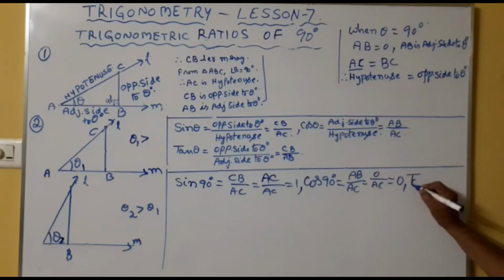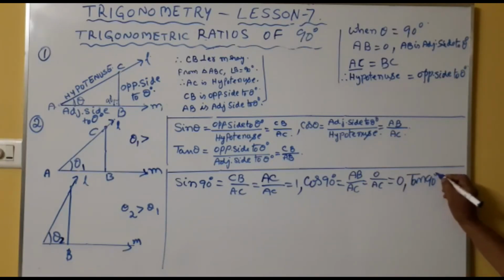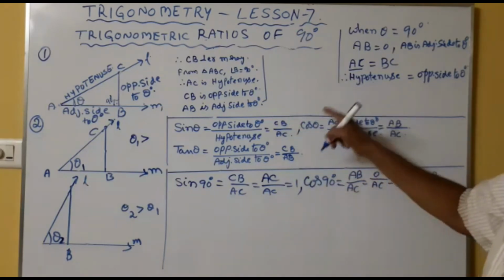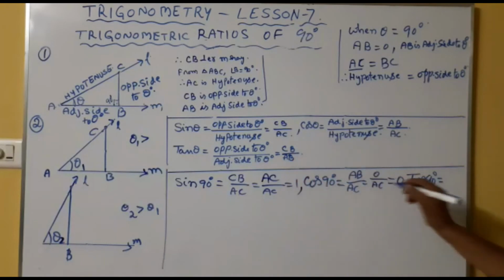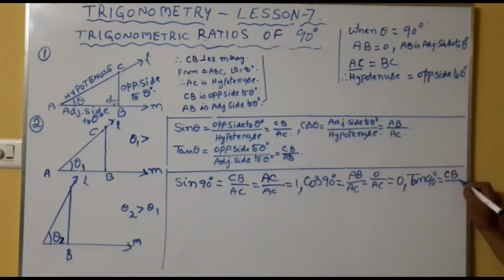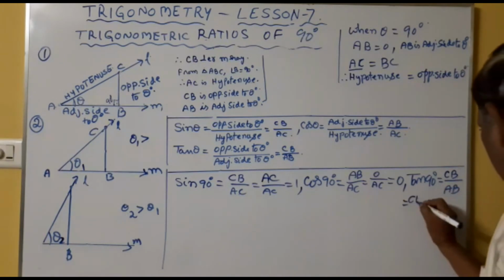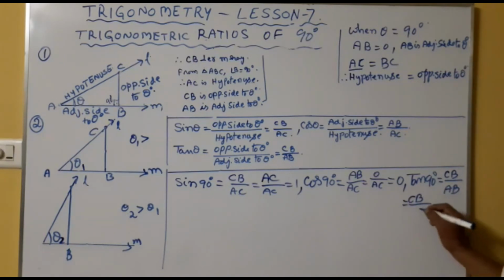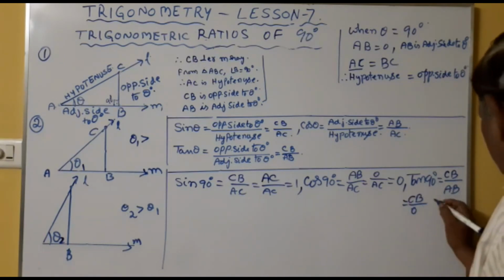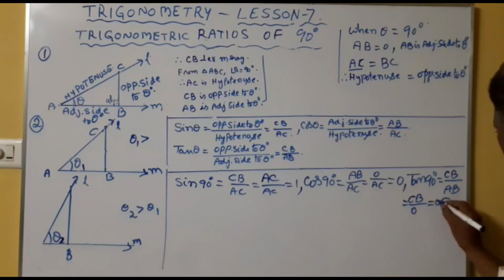What about tan 90 degrees? Tan 90 degrees equal to opposite side CB by AB. This is CB by 0, which is undefined. Undefined is denoted by this symbol. Therefore, this is undefined.